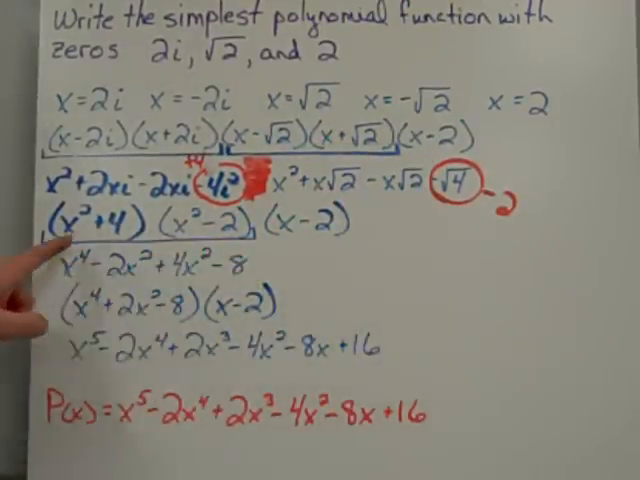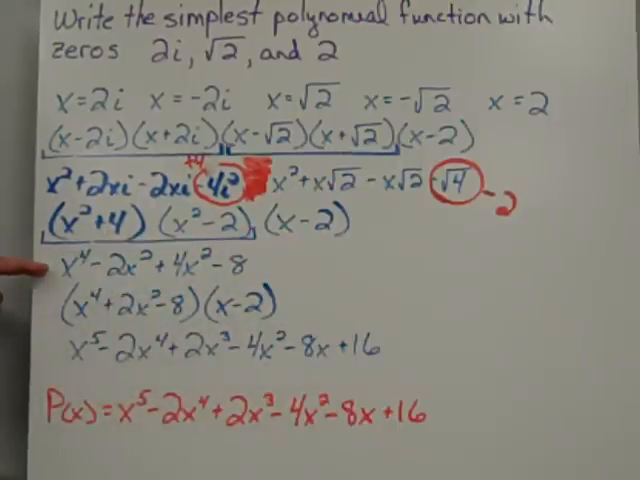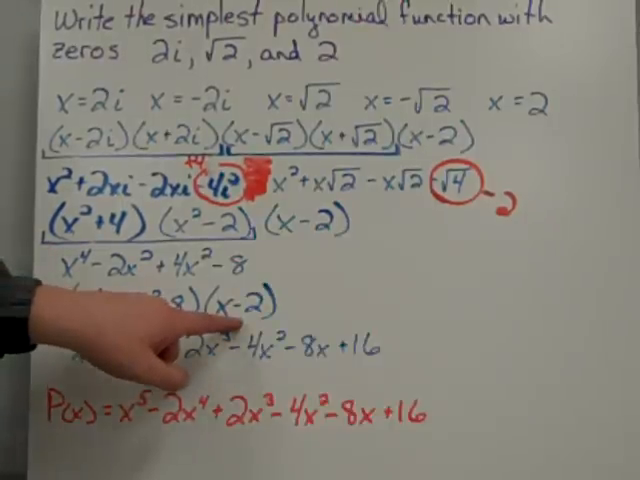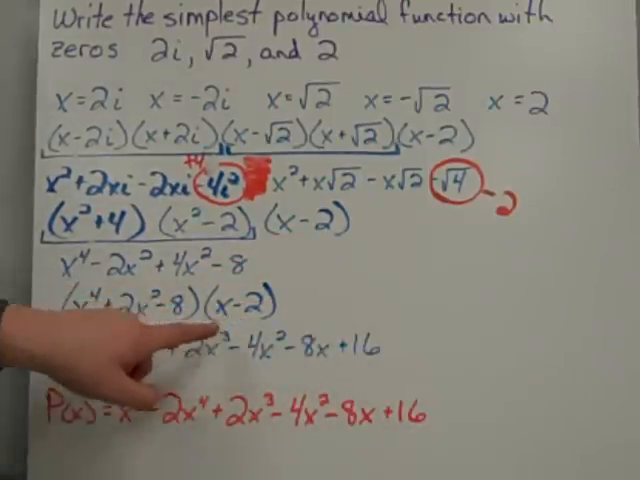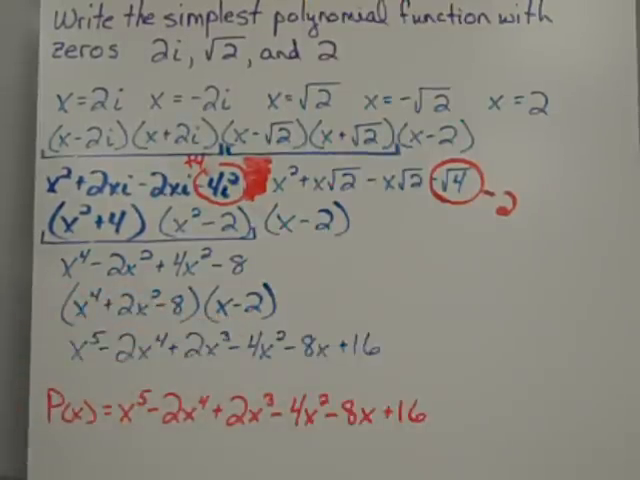So now, I then have to multiply these two things together. Okay? So I took x squared plus 4 times x squared minus 2 and got x to the 4th minus 2x squared plus 4x squared minus 8. Combined like terms, and I got x to the 4th plus 2x squared minus 8. Which I then, okay, again, bringing the x minus 2 down, I took that one times that one, and it gave me x to the 5th minus 2x to the 4th plus 2x cubed minus 4x squared minus 8x plus 16, which I then wrote as, again, a polynomial function, so p of x equals that same thing.